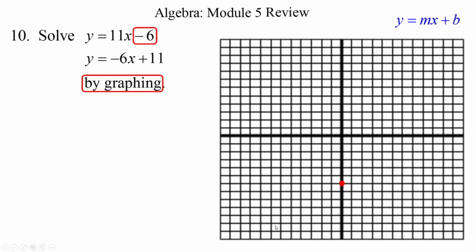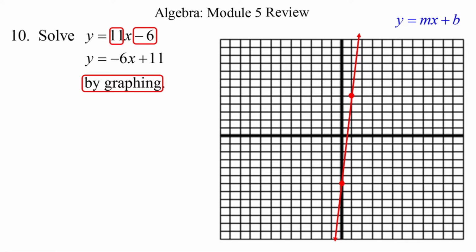That means I have to rise 11, so let's count this carefully. 1, 2, 3, 4, 5, 6, 7, 8, 9, 10, 11, and I'm going to run 1 because 11 is 11 over 1, and slope is always rise over run. Now, this is an equation, so I just need the line. So I take out my ruler and draw the line that goes through those 2 points. And there's my first equation right there.